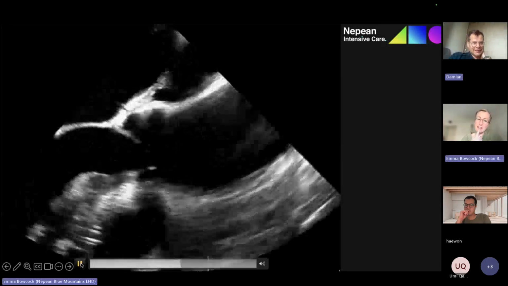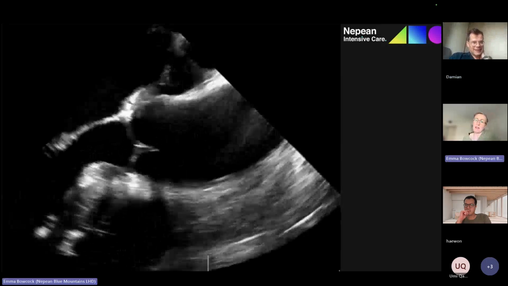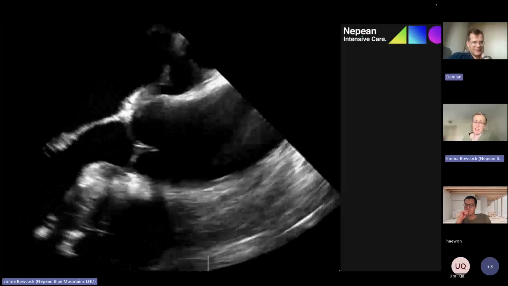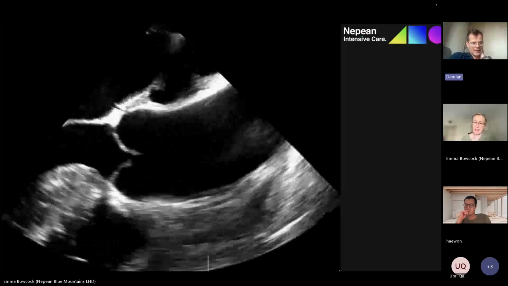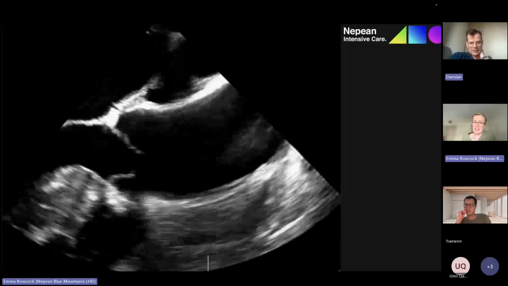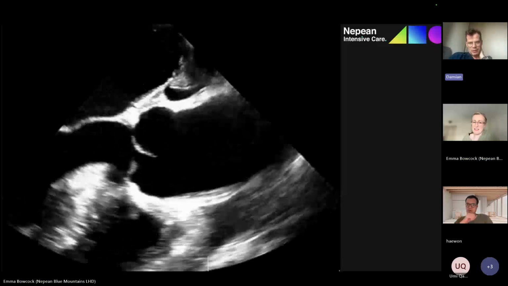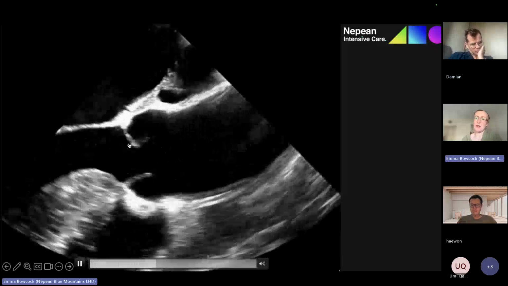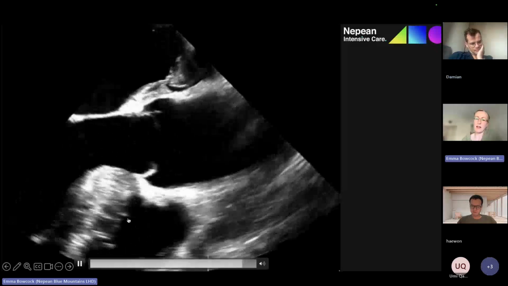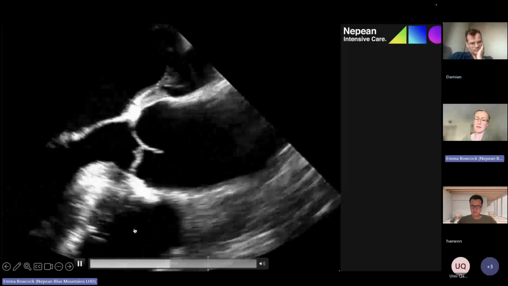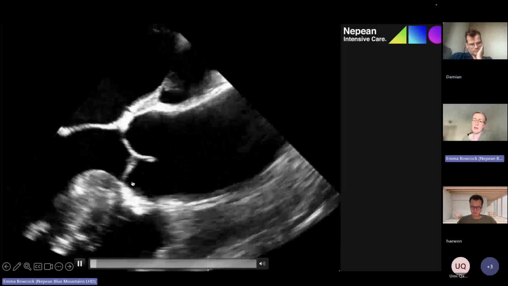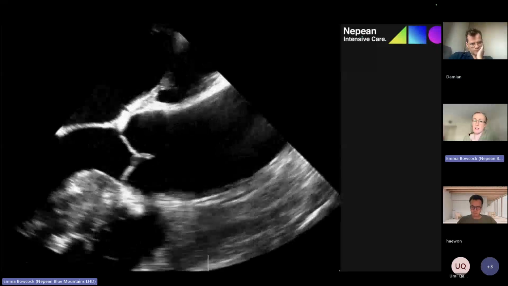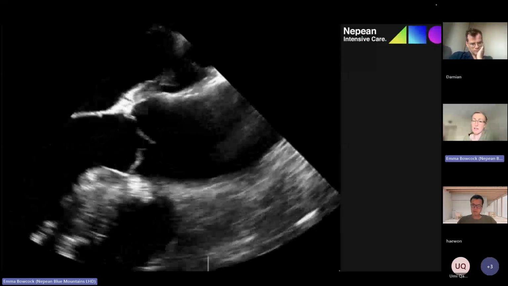You can be quite certain about this one, this cusp. The anatomy is not that great, so it would be a right coronary cusp. Yeah, very nice. And then this top one is either your non or your left. You've got your RVOT here. So you know that that's your right coronary cusp. Very nice. Can you see how that's prolapsing?